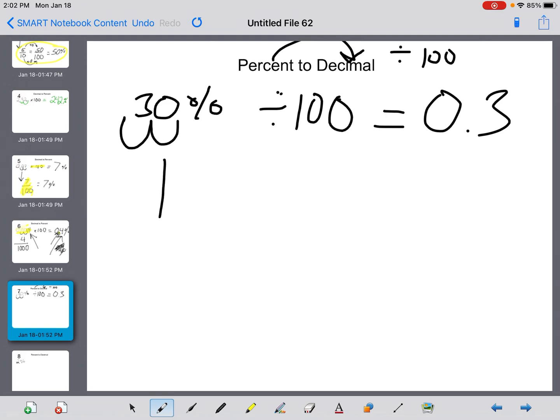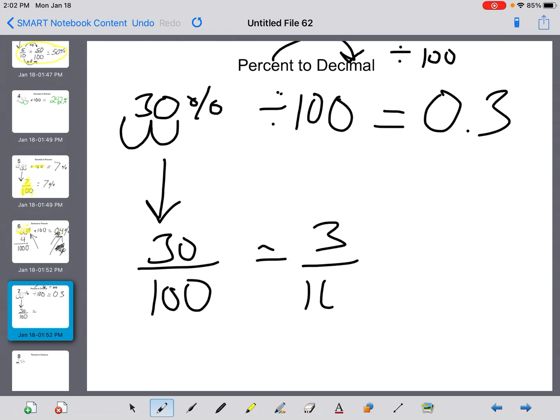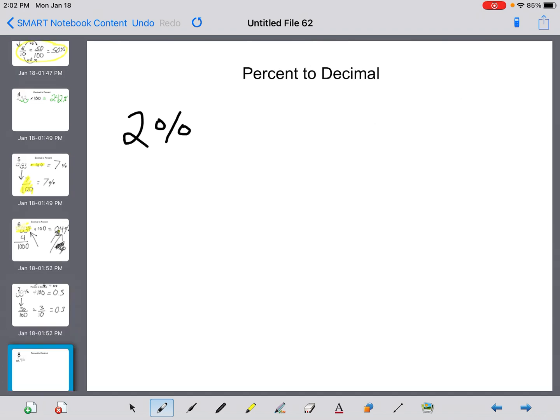Now again, if you like to think of that as a different way, that's fine. Look, you can think, okay, 30%, that's 30 out of 100, which I can simplify to 3/10, and I should be able to think 3/10. I can write that as 0 and 3/10. Again, whichever way works for you.